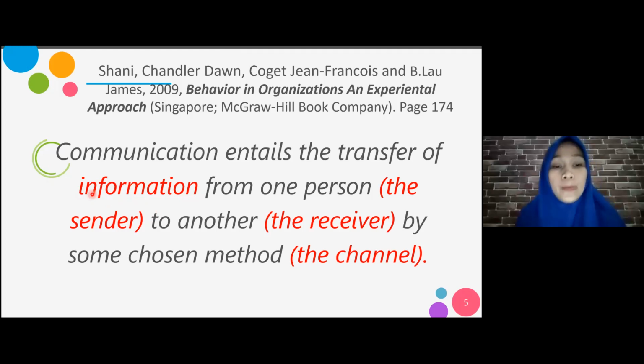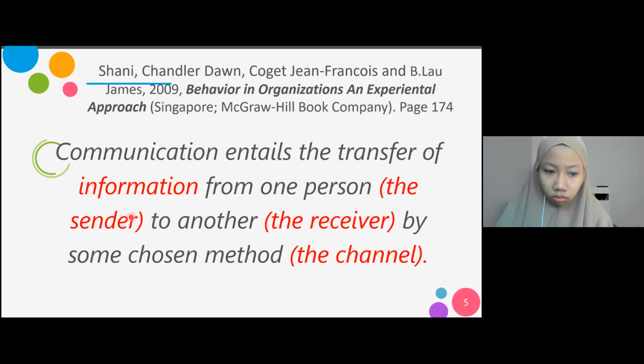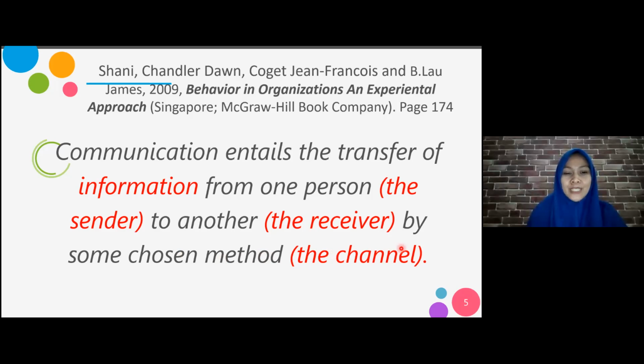Then you can compare with the previous definitions. We know there is information from someone to another, which he defines as the sender, and then another, the receiver, with some chosen method or channel. I will tell you the meaning of method or channel later. But the main point from all the scholars or experts, we have some clues in defining this term, communication: there is a process, there is transferring, there is information and understanding, from one person to another, with a method or channel, and it has meaning, right? Okay.